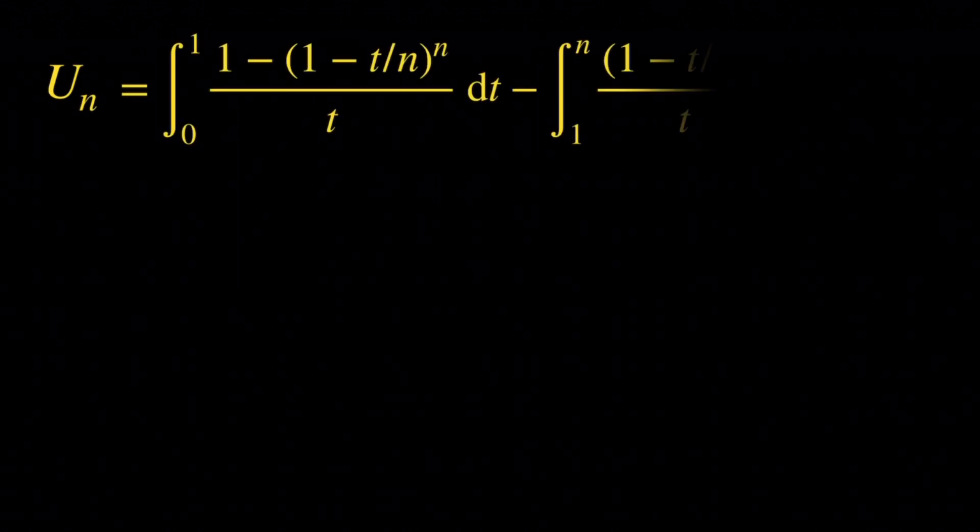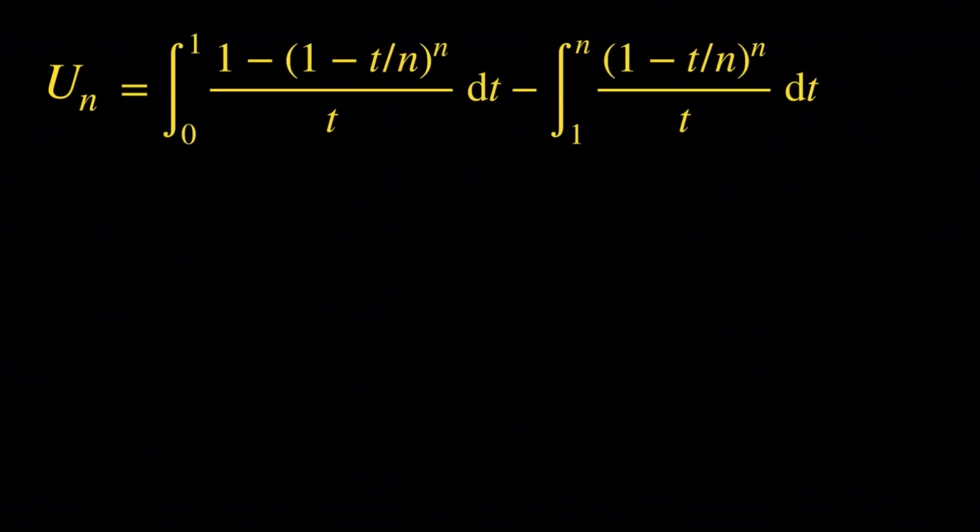So we're going to get that u_n is the integral from 0 to 1 of (1 minus t/n)^n divided by t dt, minus the integral from 1 to n of (1 minus t/n)^n divided by t dt.